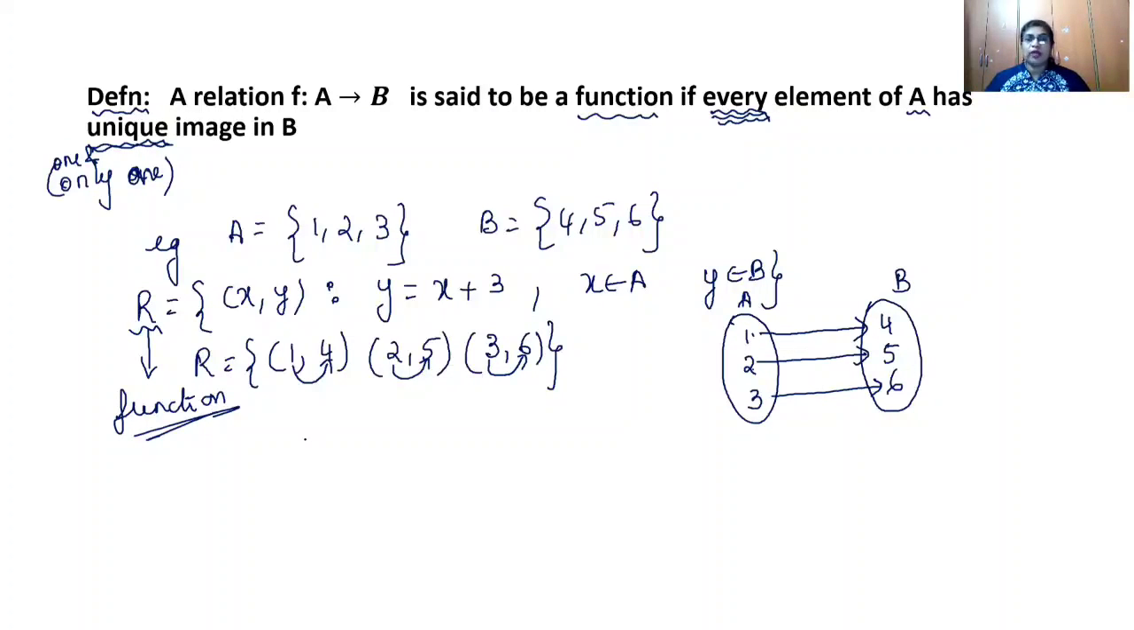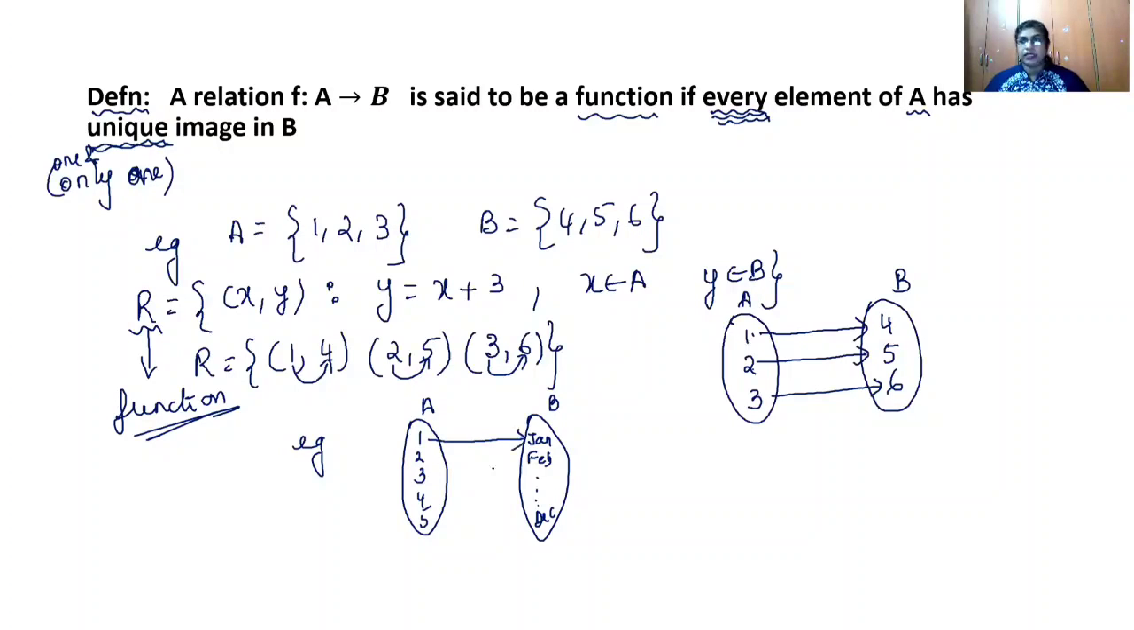Let me give you one more example. Suppose we have a set A having 5 students, and the set B having all the months of a year, from January, February to December. Take the first student, register number 1. Think that this student is born in January.